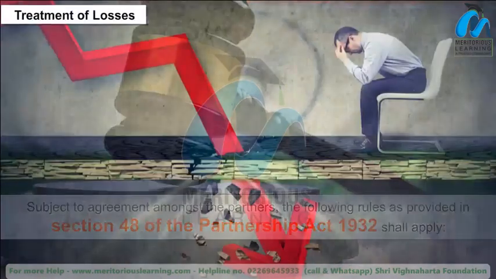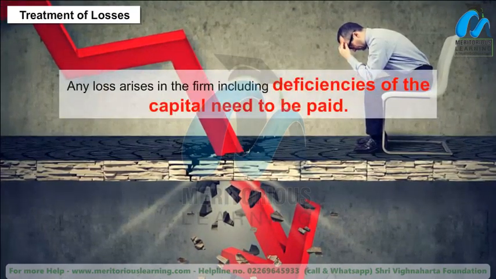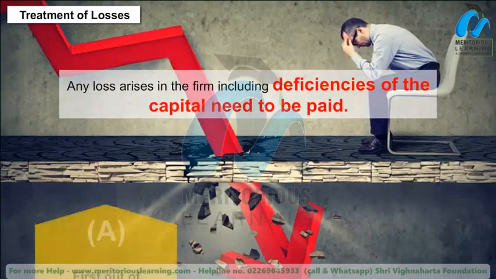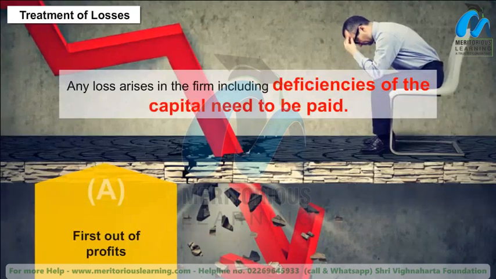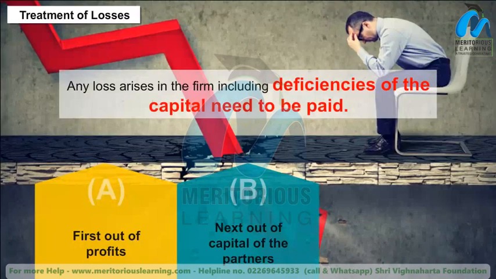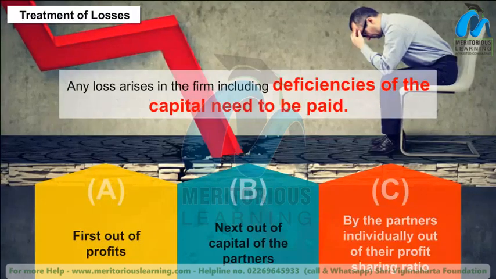A. Treatment of losses. Any loss that arises in the firm, including deficiencies of the capital, need to be paid: A. First out of profits. B. Next out of capital of the partners. C. By the partners individually out of their profit-sharing ratio.